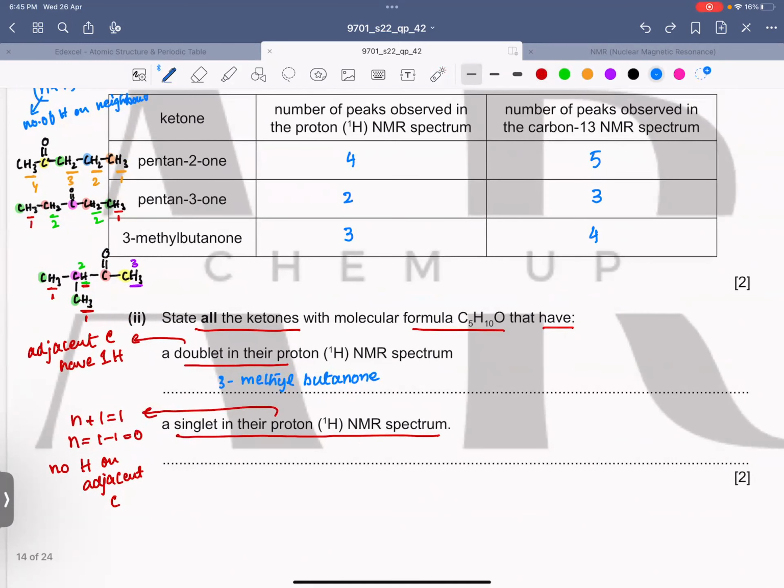So I will write pentane-2-one and 3-methyl butanone. Is this understandable? Yes, is this clear? Yes, sir.